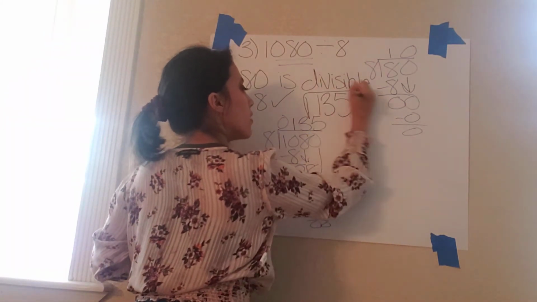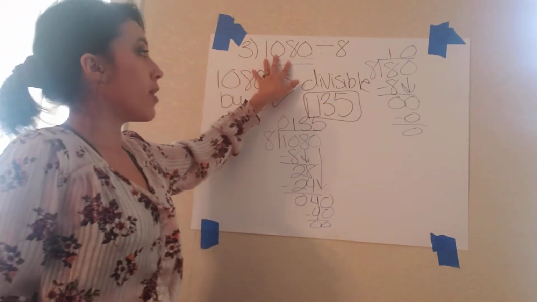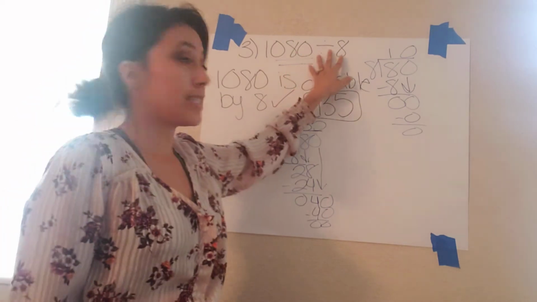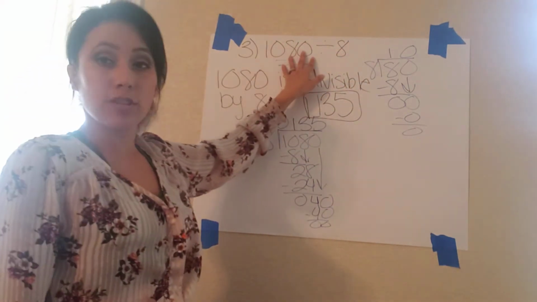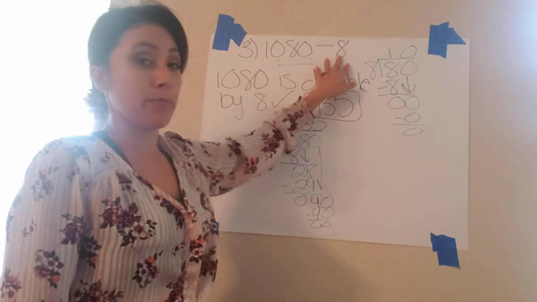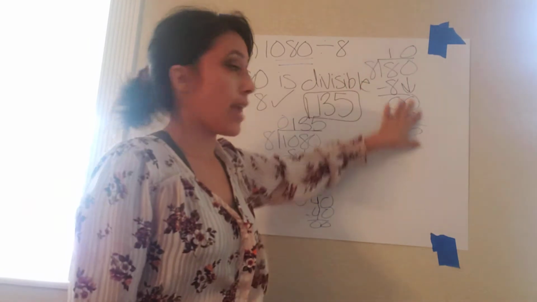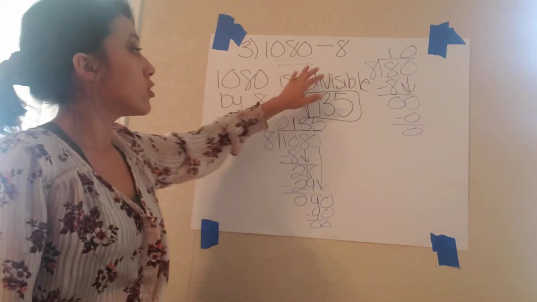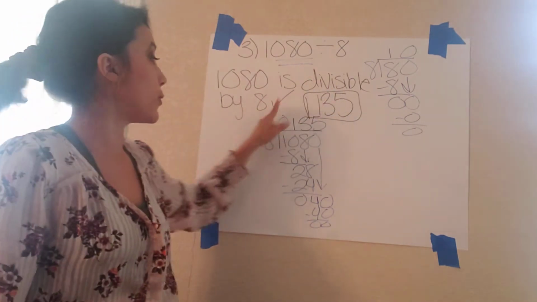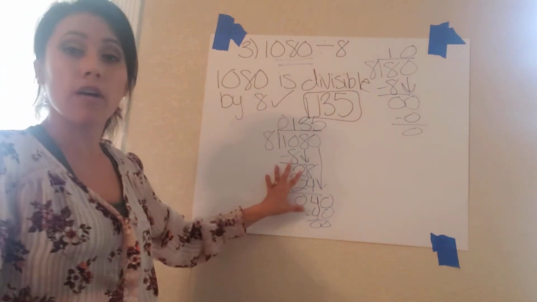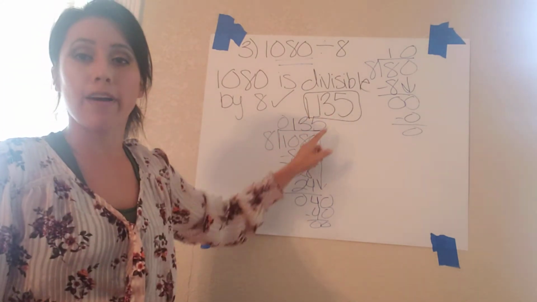135. So from this example, we needed to see if 1,080 is divisible by 8. And when there's an 8, we need to take the last 3 digits and see if it can be divided by 8 to see if it is divisible. We found the answer, no remainder, so we found out that 1,080 is divisible by 8, and then we solved the math problem. And then we found that the answer is 135.